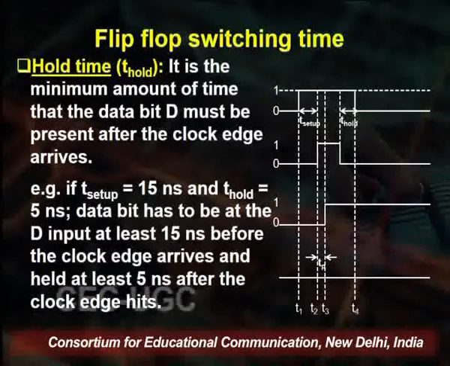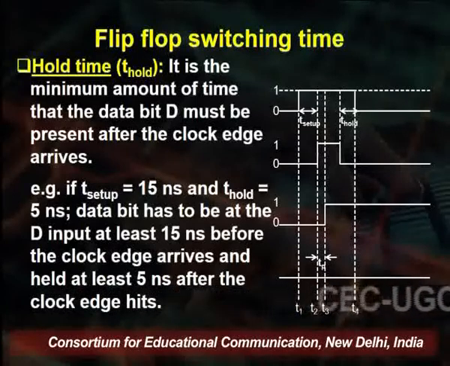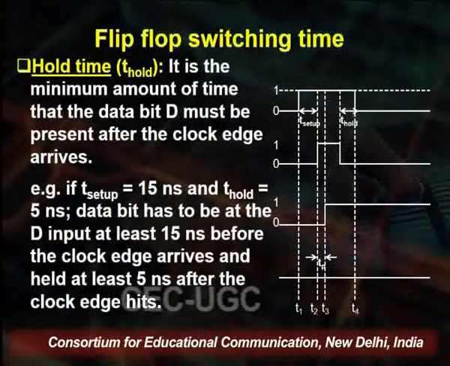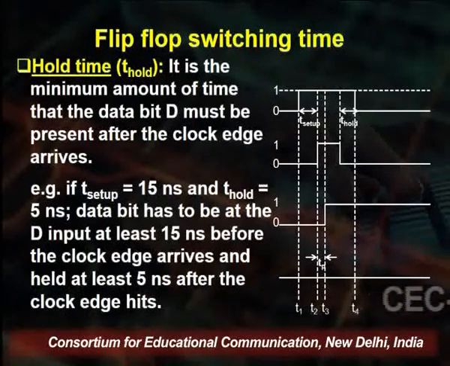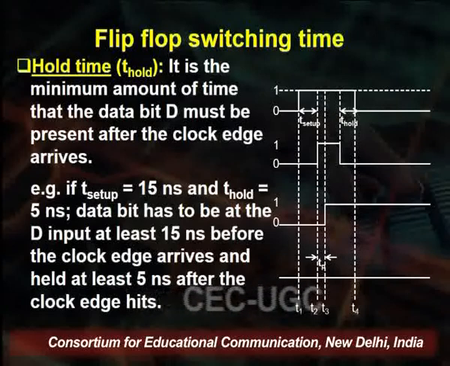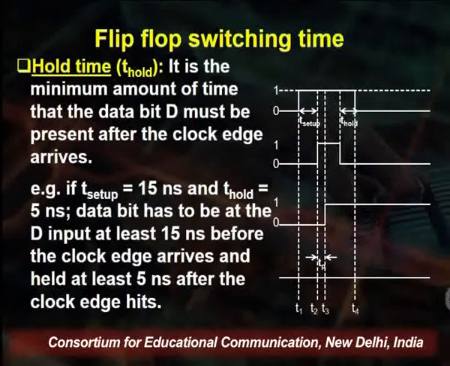That is, typically a setup time is of the order of 15 nanoseconds, the hold time is of the order of 5 nanoseconds, and propagation delay is of the order of 10 nanoseconds. So it means that the data should be stable for 15 nanoseconds initially, that is the setup time. Then we have 10 nanoseconds of propagation delay, and the hold time is of the order of 5 nanoseconds.